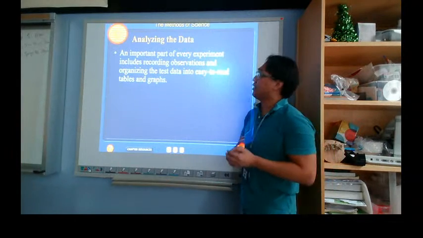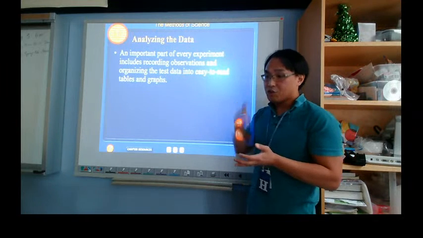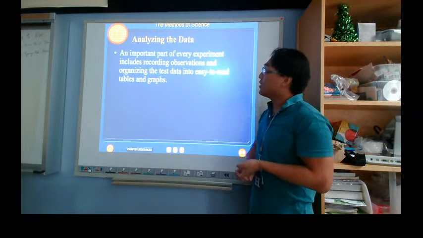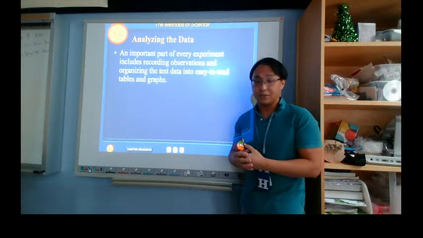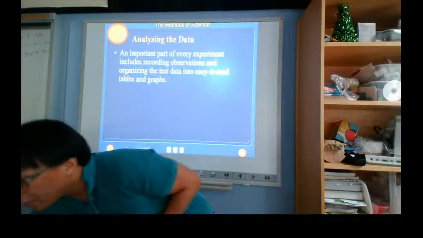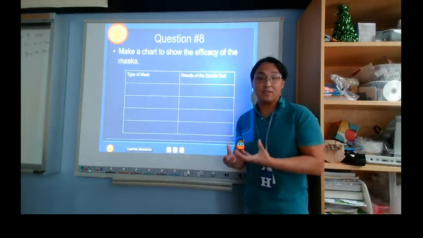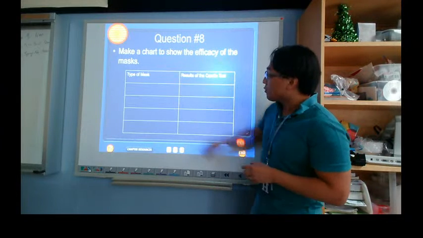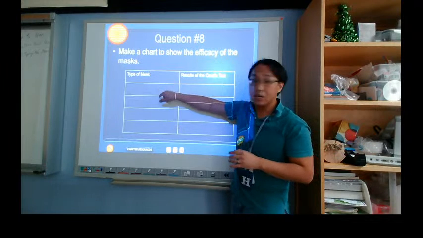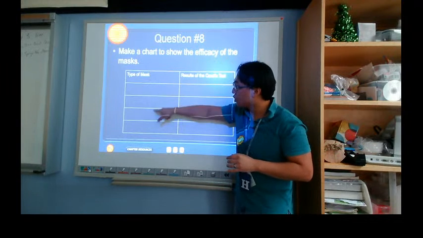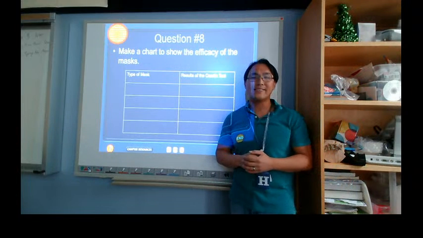Now, analyzing data. So analyzing data generally comes in the forms of charts, tables, and graphs. And so we want to be able to organize that. We need to be able to present that to our audience. And so for question number 8, what I would like you to do is make a chart to show the efficacy of the masks. So there are 4 masks altogether. So you could just put mask number 1, 2, 3, and 4, and then just write the results down to the right side of that chart.